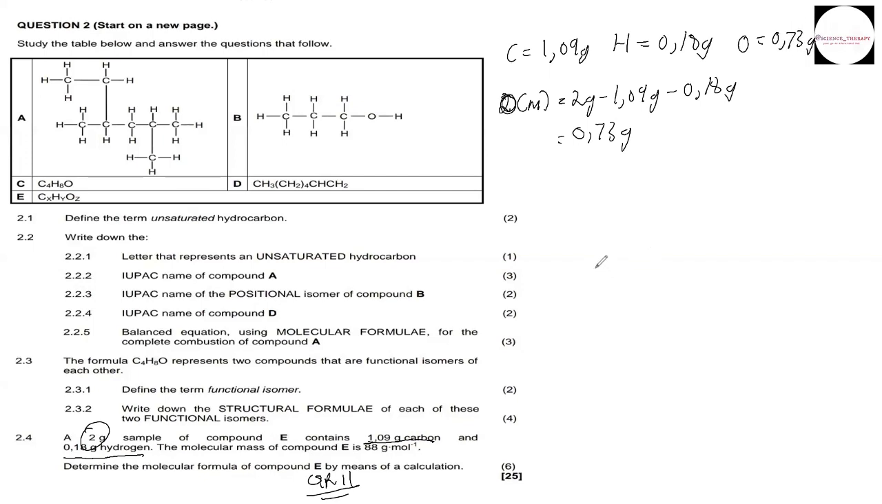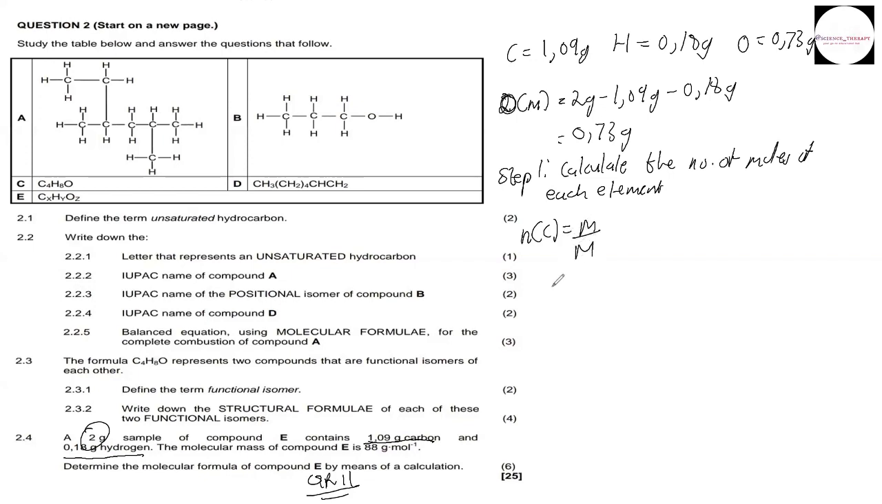Now, at this point, we know, having to apply our empirical formula, step number 1 is always to calculate the number of moles of each element. So we have the carbon. To calculate the number of moles of carbon, we need to say m over the big M, which is 1.09 over the molar mass of carbon, which is 12.